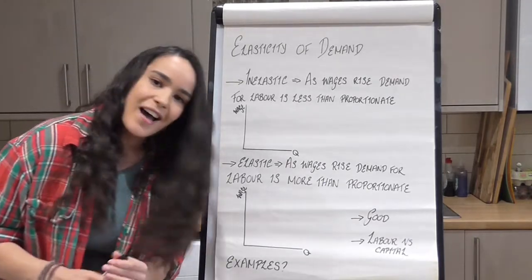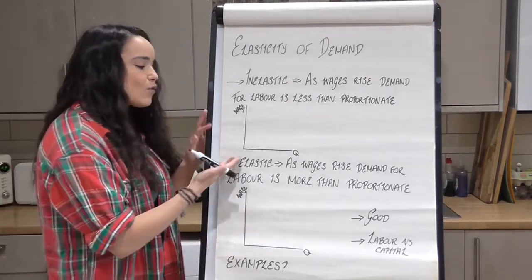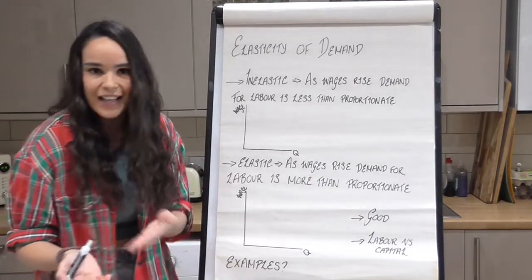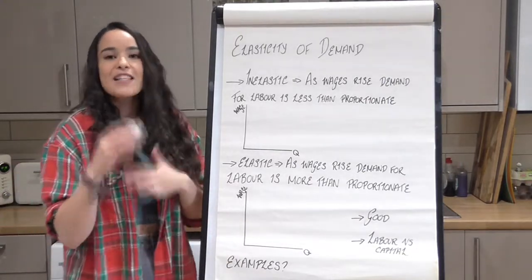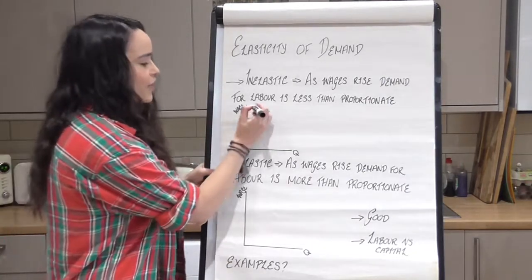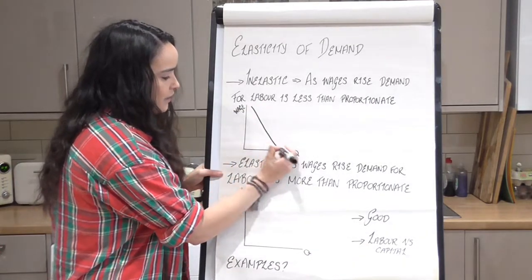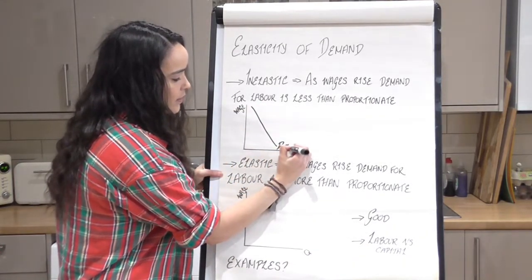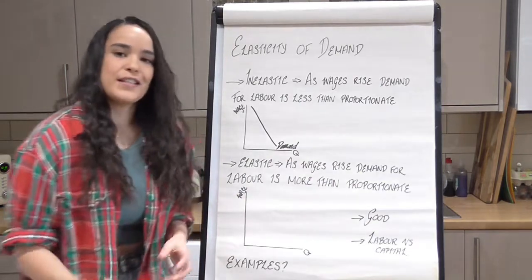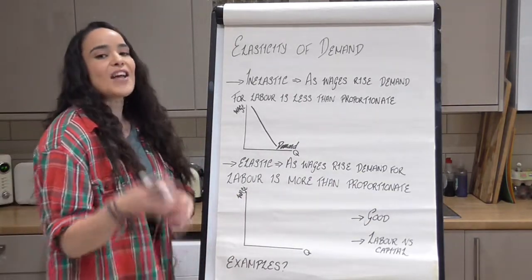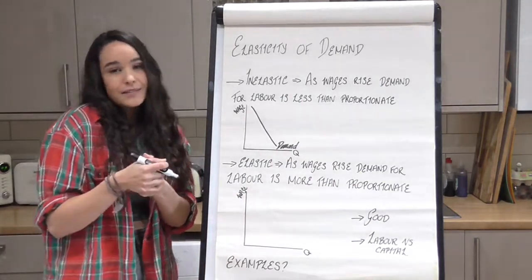And what is that going to look like? Have a go, have a pause, draw it, tell me what that's going to look like. It's going to look the same as any other inelastic demand curve. It's just going to be downward sloping with a very, very steep gradient. And our elastic demand curve as well.